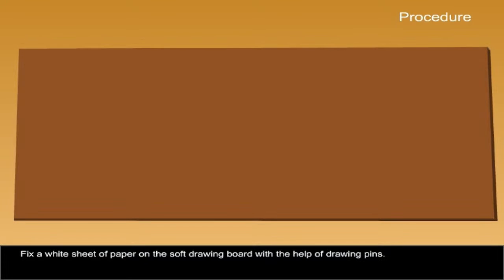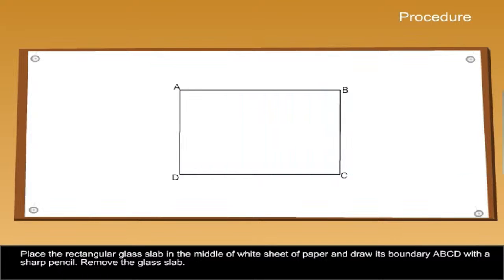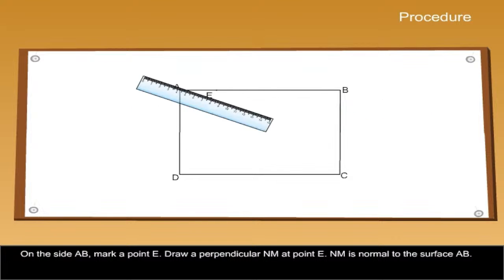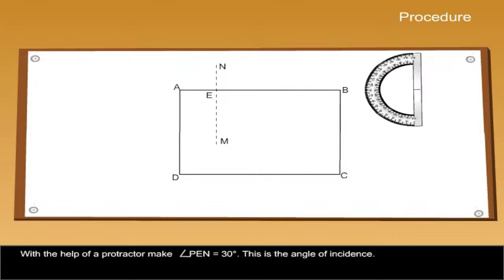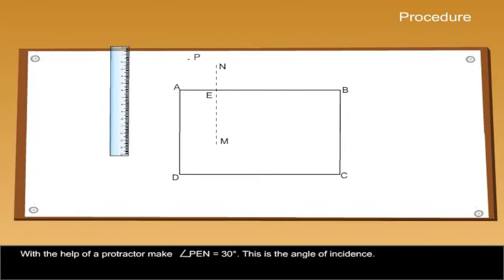Procedure. Fix a white sheet of paper on the soft drawing board with the help of drawing pins. Place the rectangular glass slab in the middle of the white sheet of paper and draw its boundary A, B, C, D with a sharp pencil. Remove the glass slab. On the side of AB, mark a point E. Draw a perpendicular NM at point E. NM is normal to the surface AB. With the help of a protractor, make angle PEN equal to 30 degrees. This is the angle of incidence.